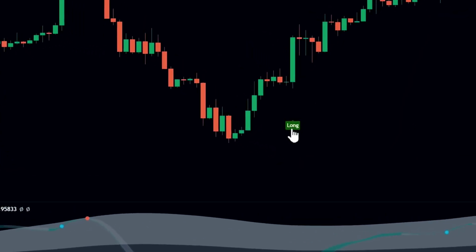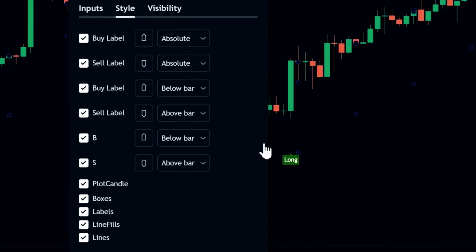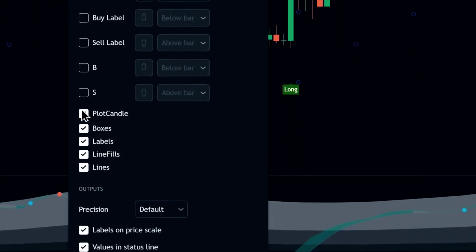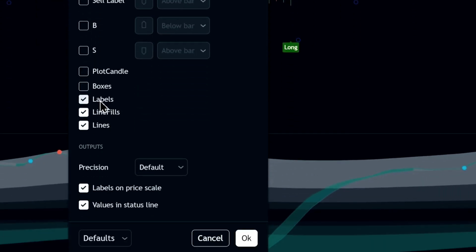Once it's added, double-click on it to access the settings. In the Inputs tab, disable the following options: Buy Label, Sell Label, Buy-Sell Plot, Candle Boxes, Labels, Indicator Fails, and Lines. After that, click OK.